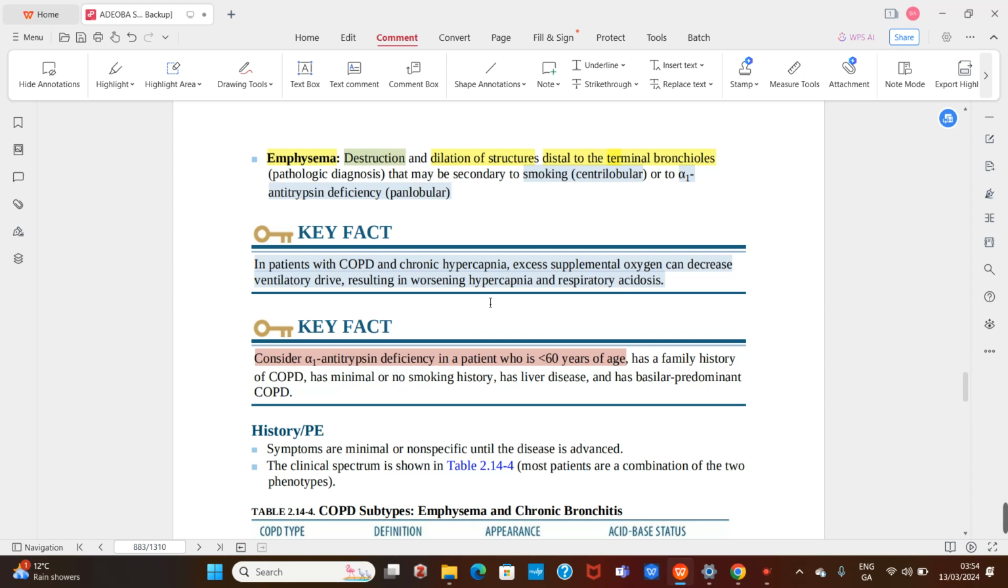This hypercapnia is so bad because you can have hypercapnic encephalopathy. You notice that the person becomes drowsy, dizzy, confused, and can even have seizures and cerebral edema. That's why hypercapnia is a big deal in people with COPD. So you just leave them in their stable hypercapnic state. Don't overshoot it by giving excess oxygen.